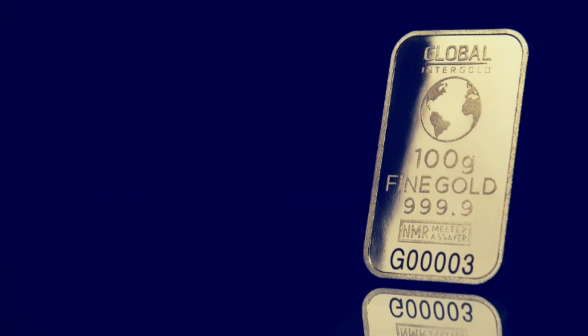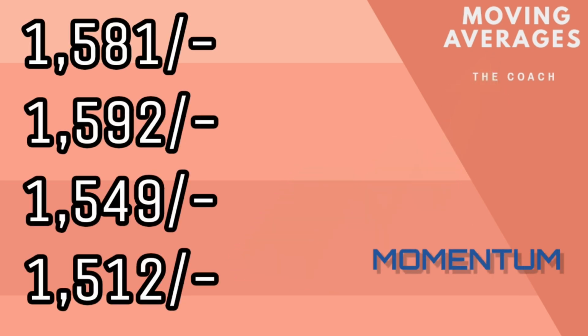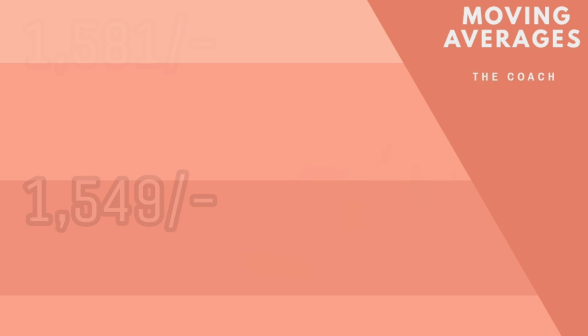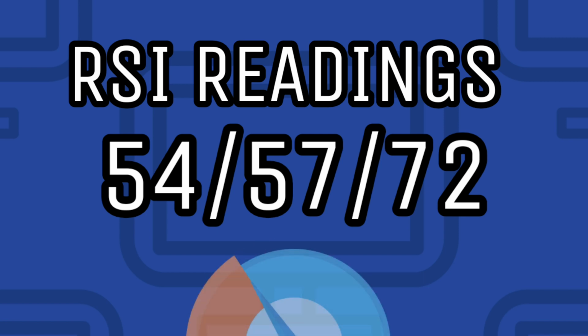In terms of the daily simple moving averages, gold is trading in a bull trend and it's above all its daily simple moving averages, and the momentum is still seen strong. For the RSI readings, it's moderate on all the charts. We have 54 on the daily chart, 57 on the weekly chart, and 72 on the monthly chart. Nothing to worry about from this side.